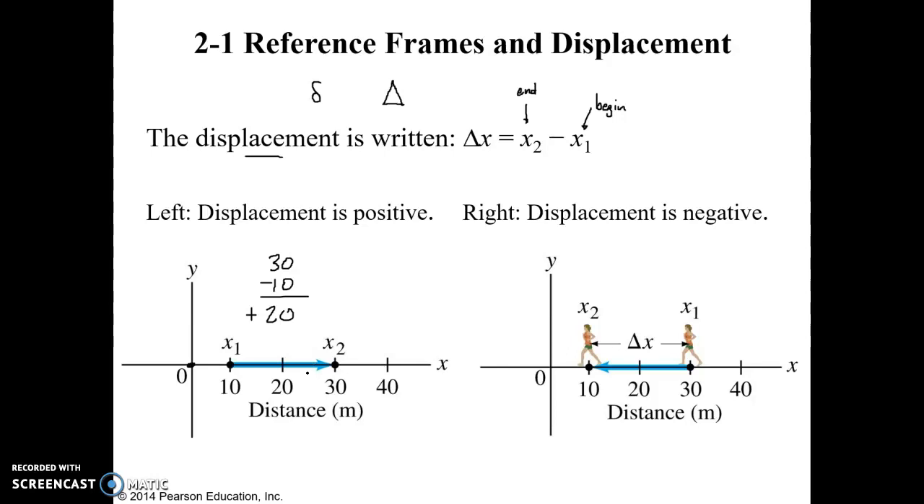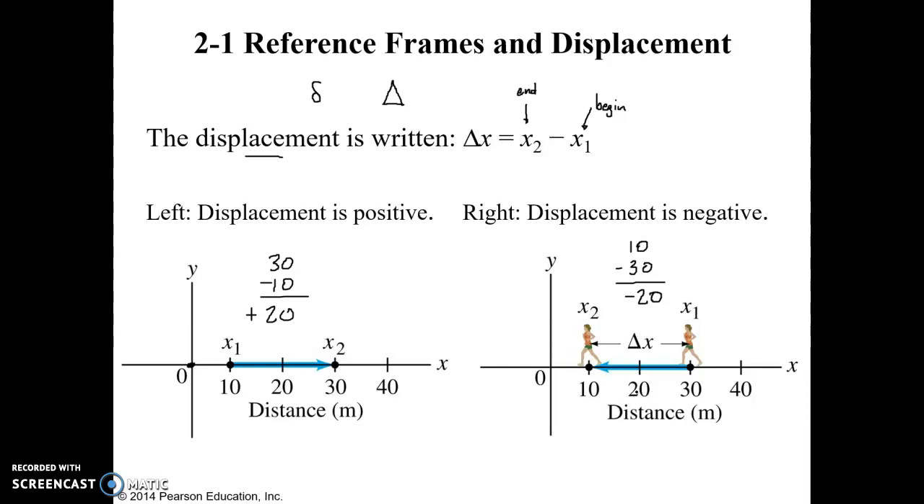So generally speaking, we will consider motion to the right to be positive. In the diagram over here, we show a final position, an ending position, of 10 and a beginning of 30. So if we take our x2 minus x1, we ended at 10 minus 30. We started at 30. 10 minus 30 is negative 20. So in this case, we have a displacement of negative 20. We're going to the left.